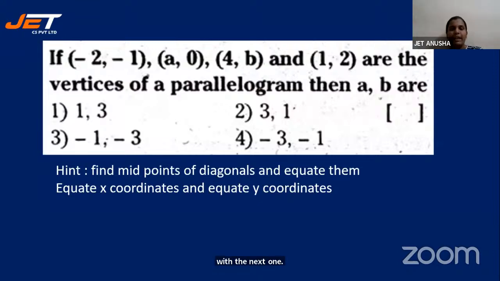If minus 2 comma minus 1, a comma 0, 4 comma b and 1 comma 2 are the vertices of a parallelogram, then a comma b are 1 comma 3, 3 comma 1, minus 1 comma minus 3, minus 3 comma minus 1. Find midpoints of diagonals and equate them. Equate x coordinates and equate y coordinates.